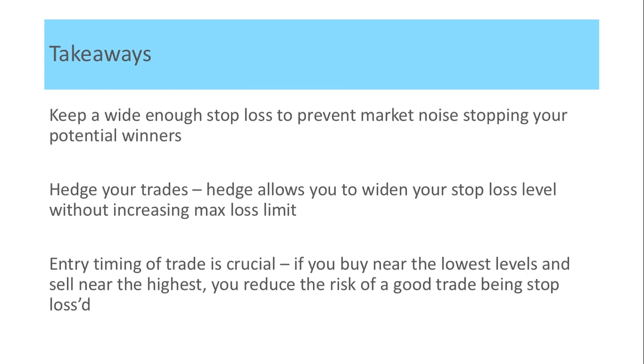So here are the key takeaways on stop loss. We have to keep a wide enough stop loss to prevent market noise stopping our potential winners. Hedging allows us to widen our stop loss level without increasing our risk tolerance limit. And finally, the entry timing of a trade is crucial. As a buyer, I would like to buy at the lowest level, and as a seller, I need to sell at the highest level, because by doing so, I reduce the risk of a good trade being stopped out. I'm getting into the trade at an optimum price level, which reduces the probability of any significant premium contraction or expansion, as the case might be, against you.